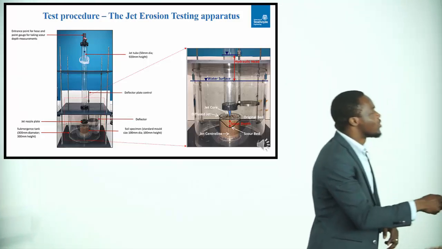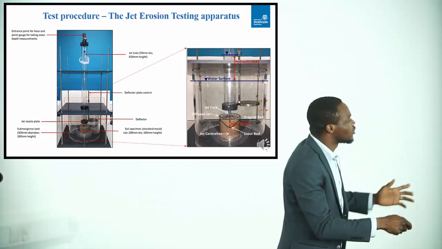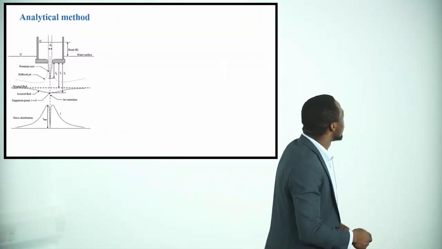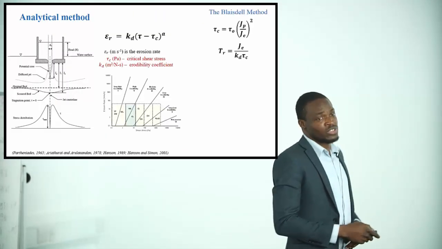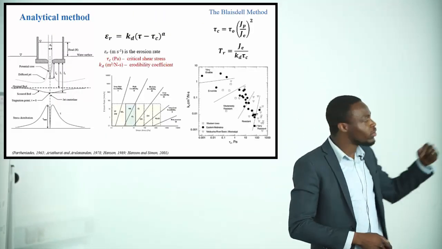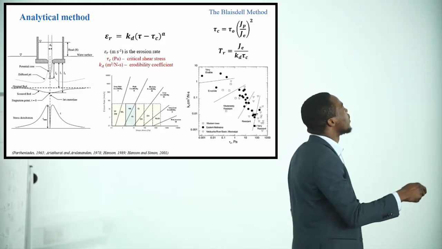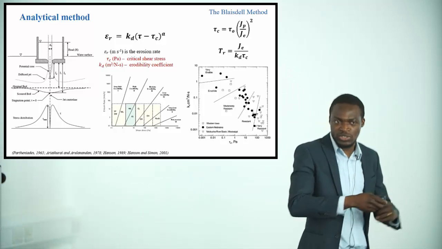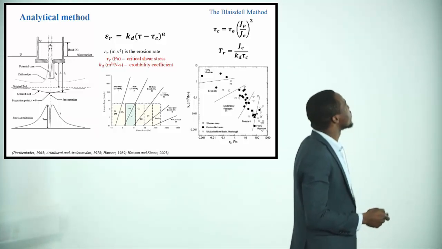This is just a schematic showing the stress distribution and how the diffuse jet theory is applied to it. So basically, erosion is described using the excess shear law, popularly called the erosion law, relating the erosion rate to the erodibility characteristics. That's the critical shear stress and the erodibility coefficient.